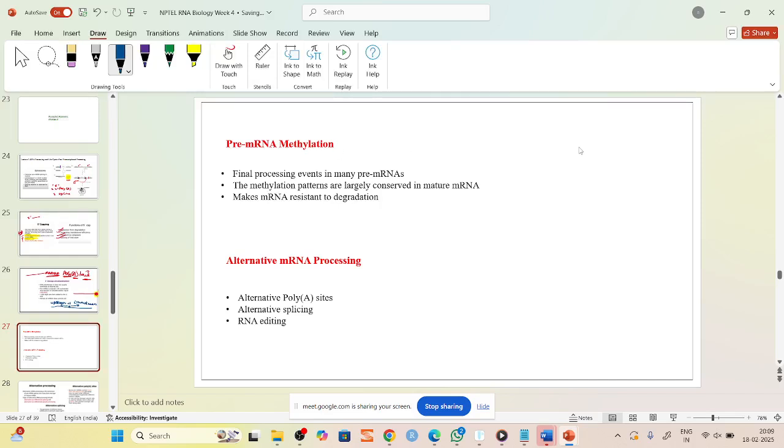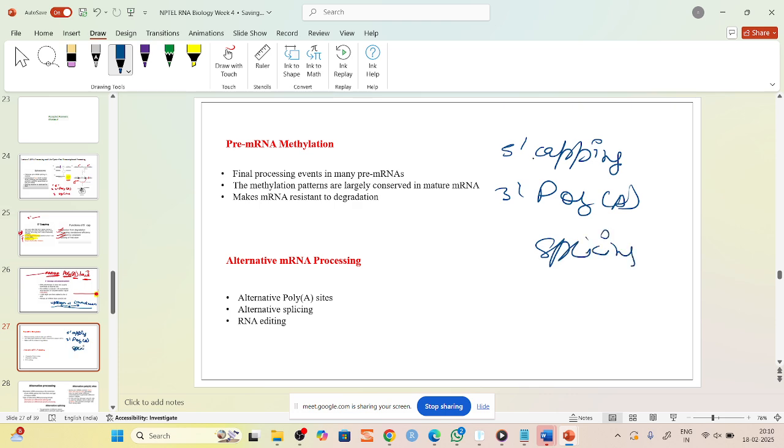Then we come to other kinds of modifications. There are three major modifications that happen after transcription has taken place. What are those? These are 5' capping, then 3' poly A tailing, and splicing. Apart from these, there is one more modification which happens, which is pre-mRNA methylation. So methylation happens after these three modifications.